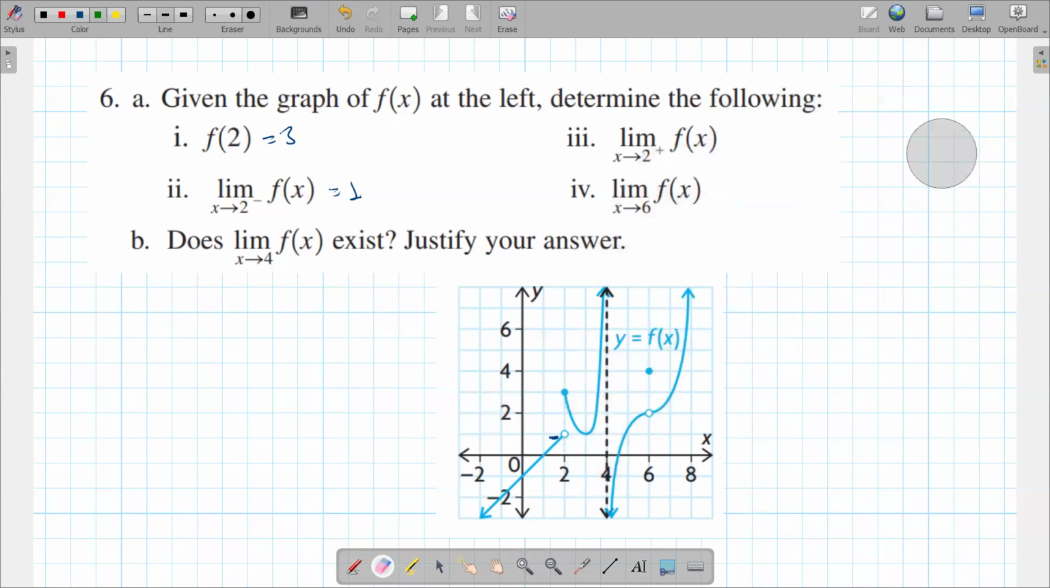The last question there, B, what about at 4? Does the limit at 4 exist? It's the same concept. You have to look at it from the right and the left. If they're the same, it does. Otherwise, it does not.